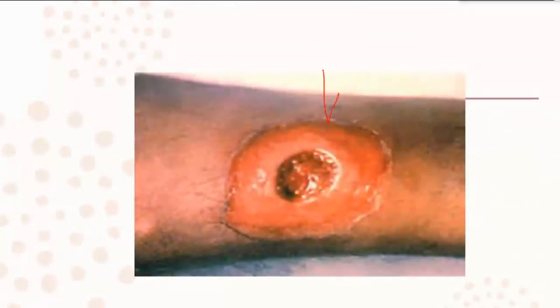This is the manifestation of skin diphtheria. You see the punched out ulcer in the skin. We said there are two forms. The most common is the pharyngeal diphtheria. This is the cutaneous type of diphtheria. So, a punched out ulcer.